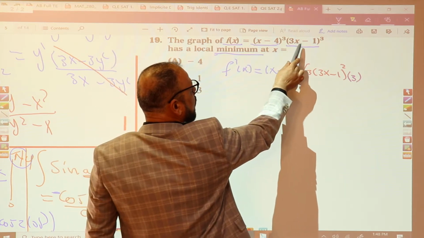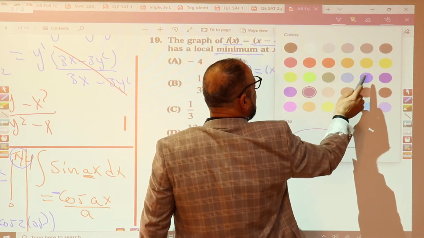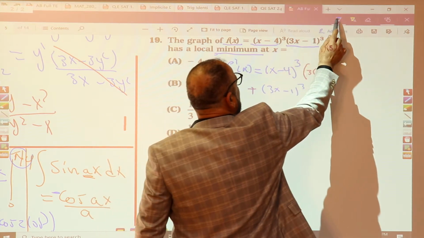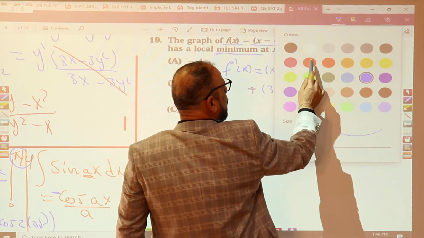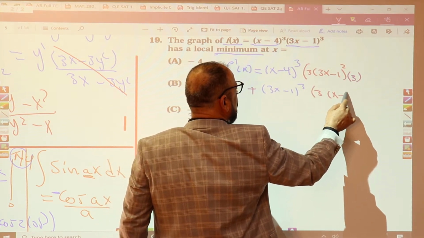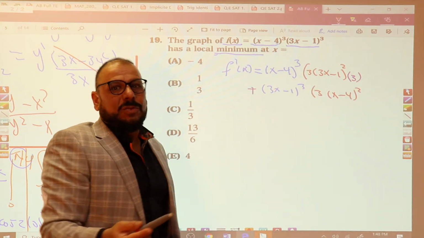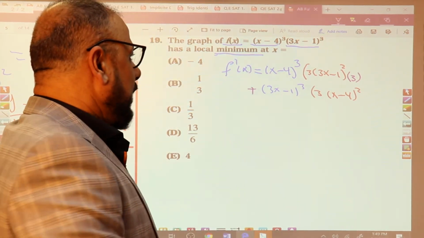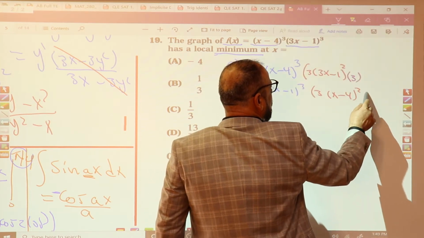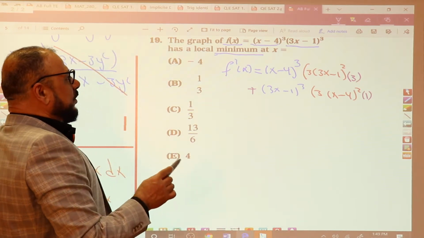Now we bring this back as is, plus 3x minus 1 cubed. Now we're going to derive which guy? The big guy here, x minus 4 cubed. The derivative inside is 1. The derivative inside is what? 1. I'll put 1 in case you need it, because the derivative is 1. Now this is the first step to find the minimum.